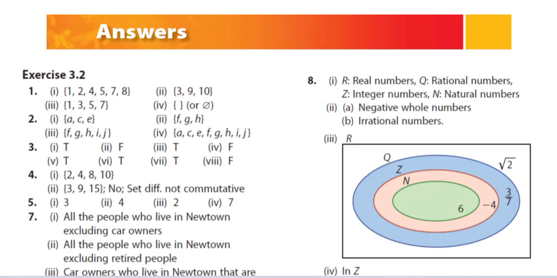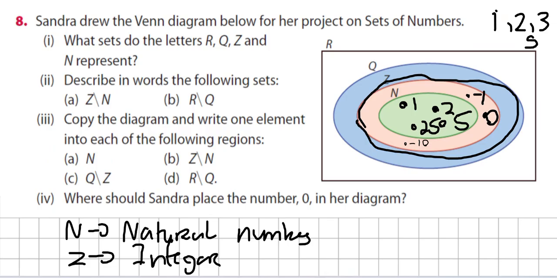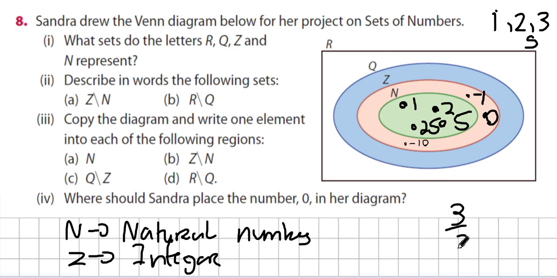Now then we move on to Q. Now, Q's tricky. Does anybody remember what Q is? Fractions. Such as 3 over 2. Minus 2 over 3. Okay. Wonder does anybody remember this from yesterday? Okay. So where does 3 over 2 go? The blue region. Minus 2 over 3. Blue region as well.